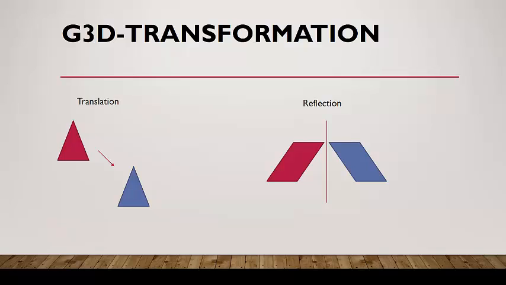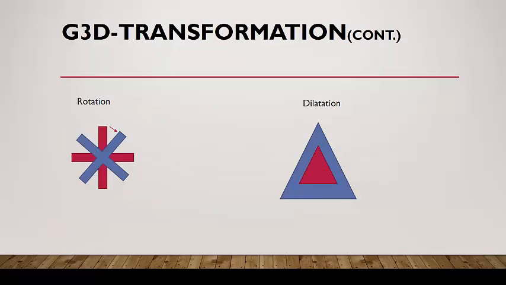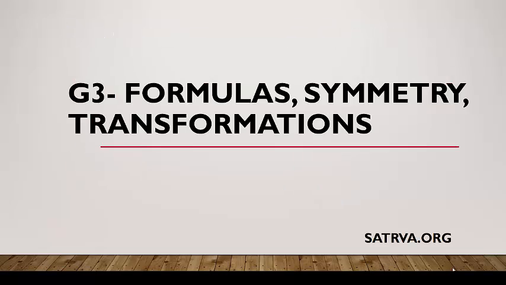and translations. Well, basically translation is just moving something, and then reflection is basically, think of like a mirror. You can see how that looks like a reflection about a line. And now we're looking at rotation, so rotating something, you pick a point and you rotate it. And dilation means getting larger or smaller. And that's all we got for it.